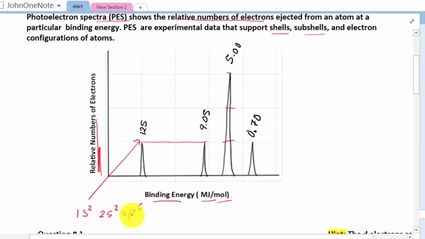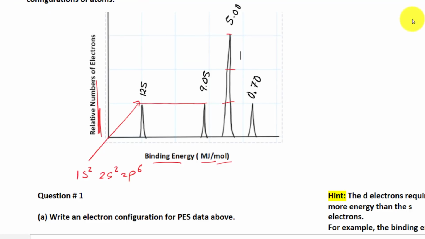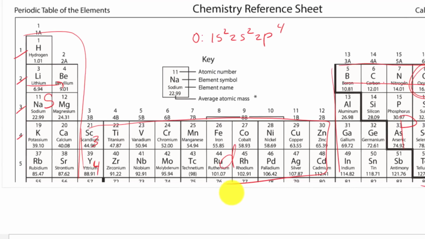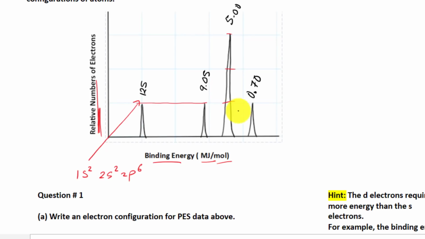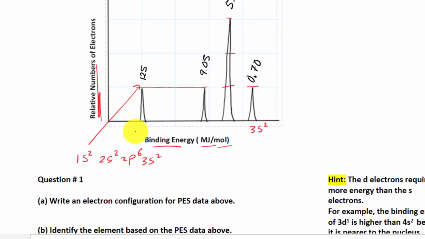So we have 2p6. Now what's after 2p6 on your periodic table? If we go back to the periodic table, after 2p6, we would have 3s2, okay? So this right here would be 3s2, which makes sense because this has the same height as that one, which means the relative number of electrons must be the same. So we have 3s2, and that will be the electron configuration from this PES data.